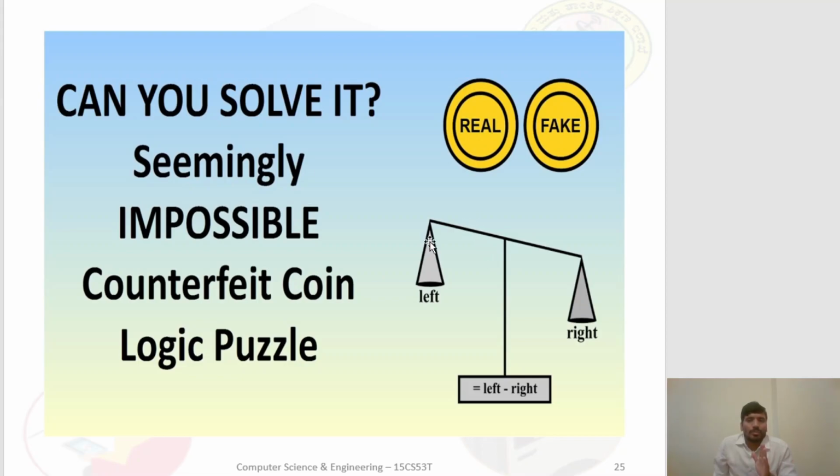We can assume that coin is a fake coin. So this is the fake coin problem.